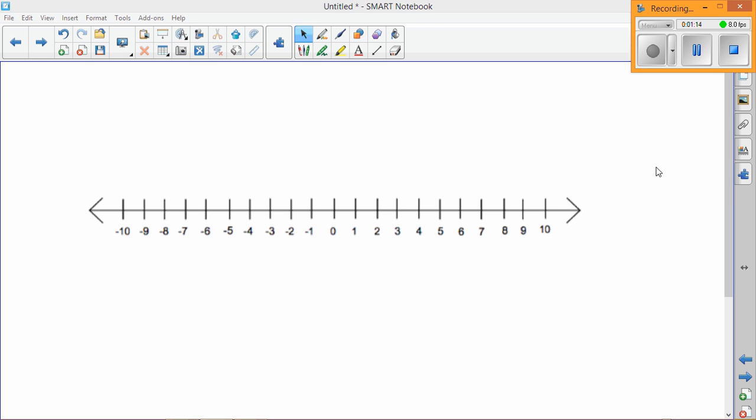Positive numbers are counting up. Negative numbers are like counting down. So if you were to add a positive number, you would go to the right. And if you were to add a negative number on the number line, you would go to the left. Okay, and we can plot both of these on a number line.